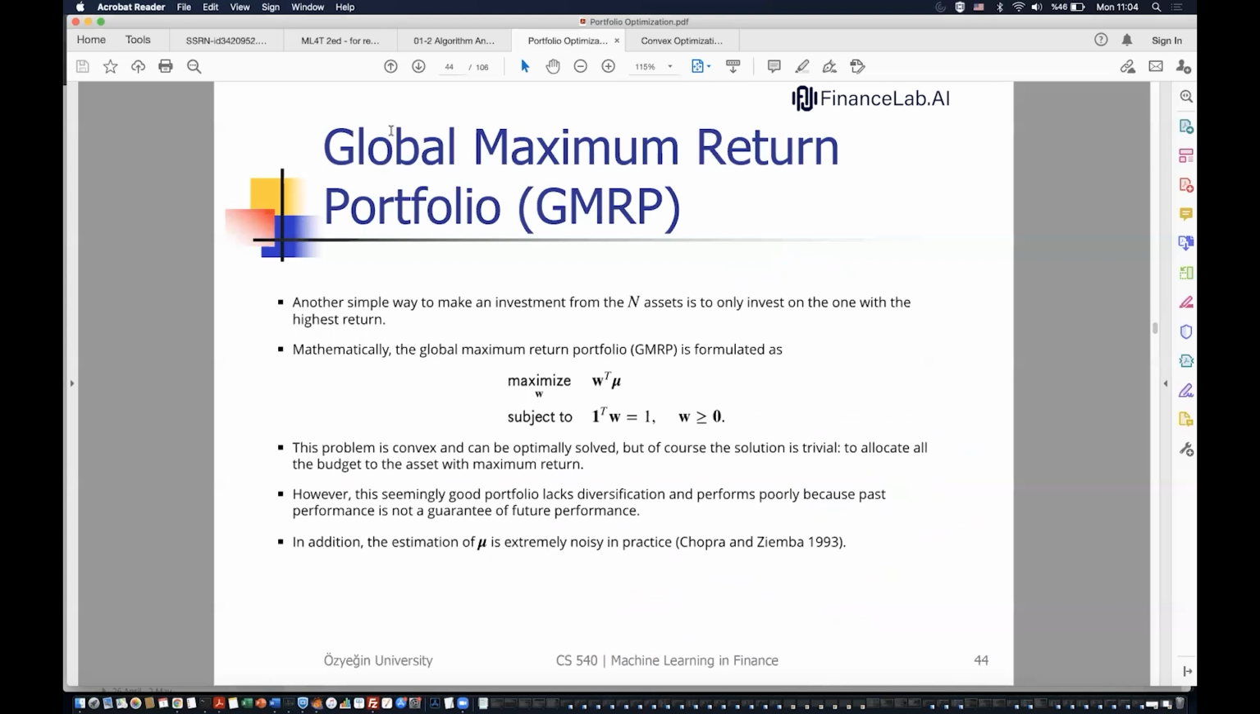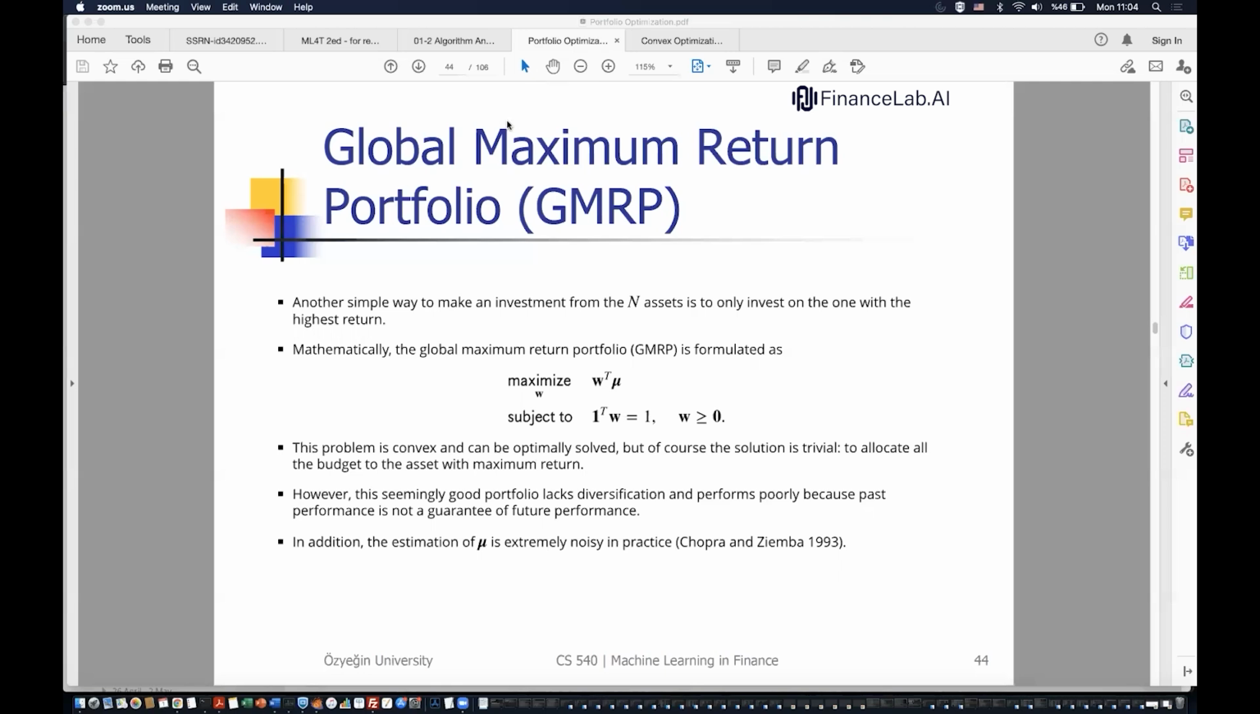And lastly, one of the simplest ones is the global maximum return portfolio, which is known as GMRP. In this case, we have the expected return for different asset classes, and we want to invest only in the one with the highest return. From that perspective, it's like a buy and hold strategy. But in this case, it's an optimization problem, which is convex and can be solved optimally, but it's very trivial to solve.